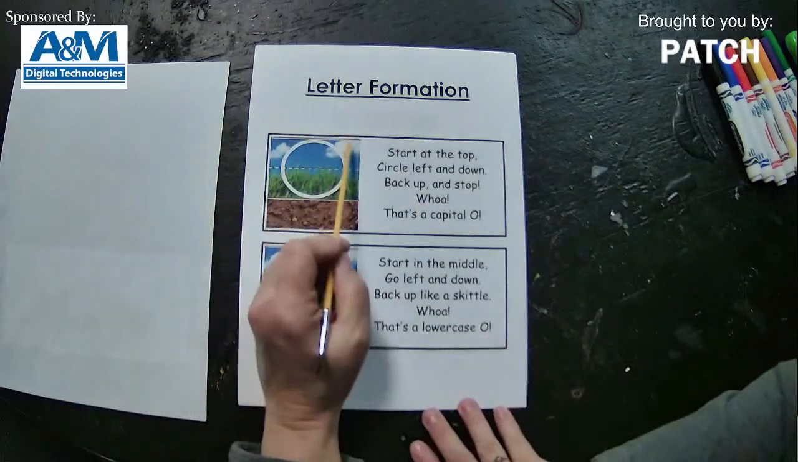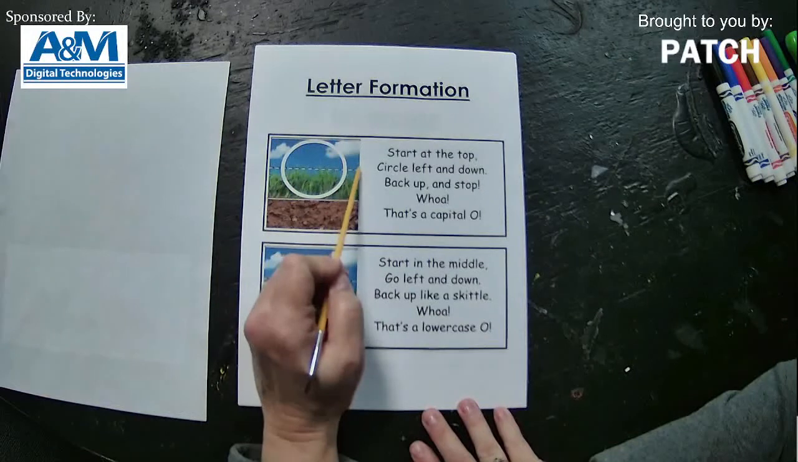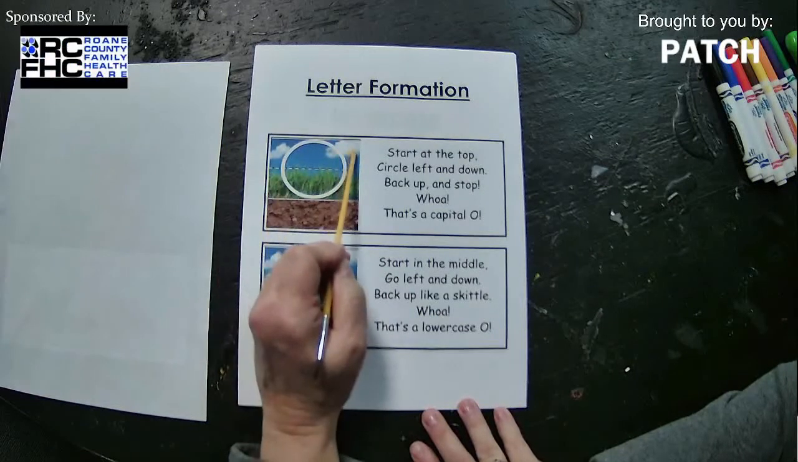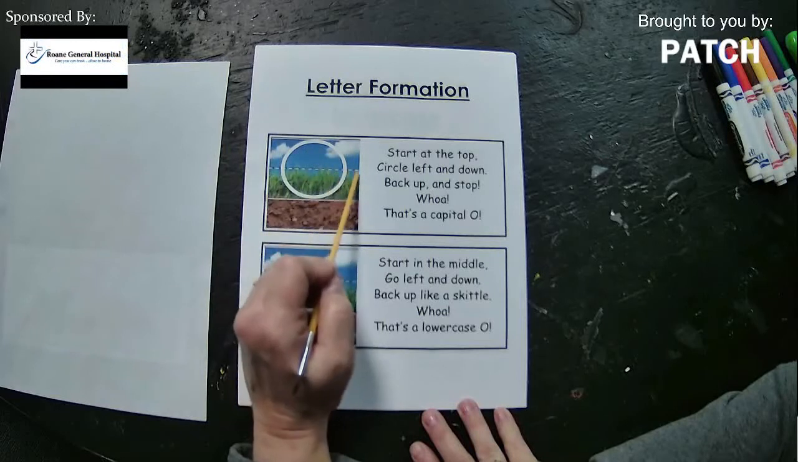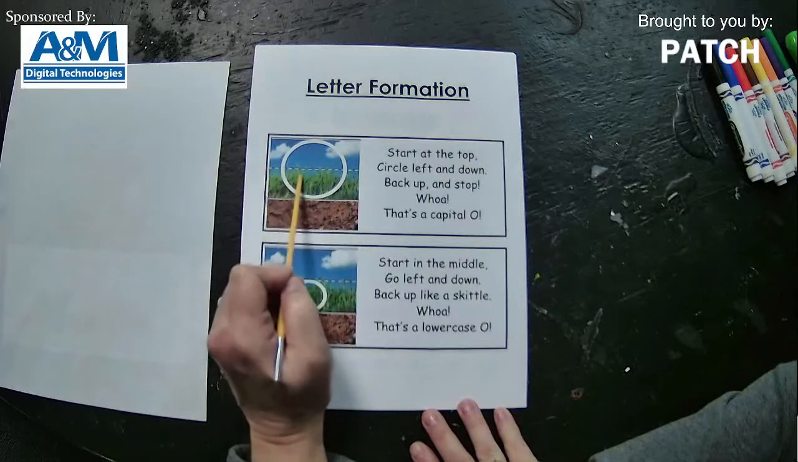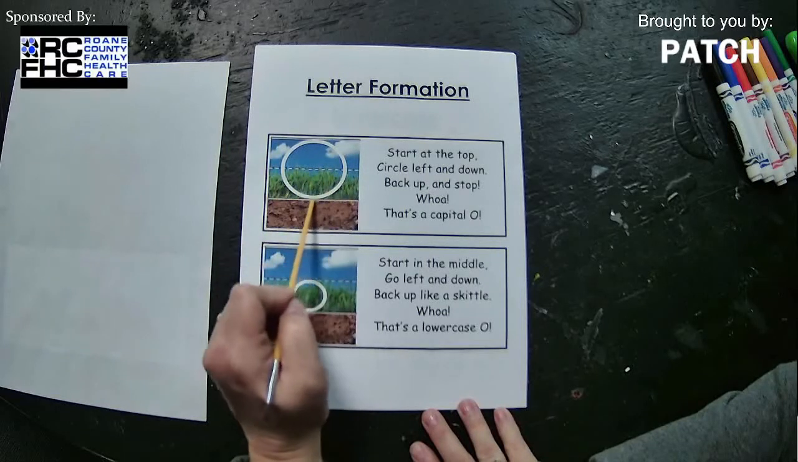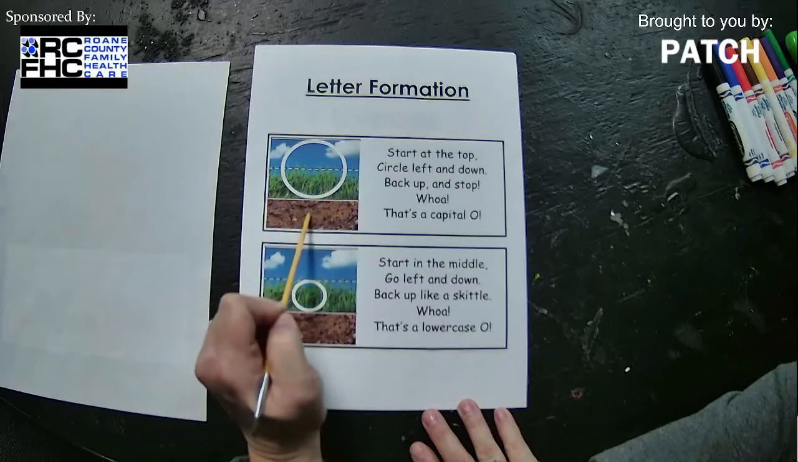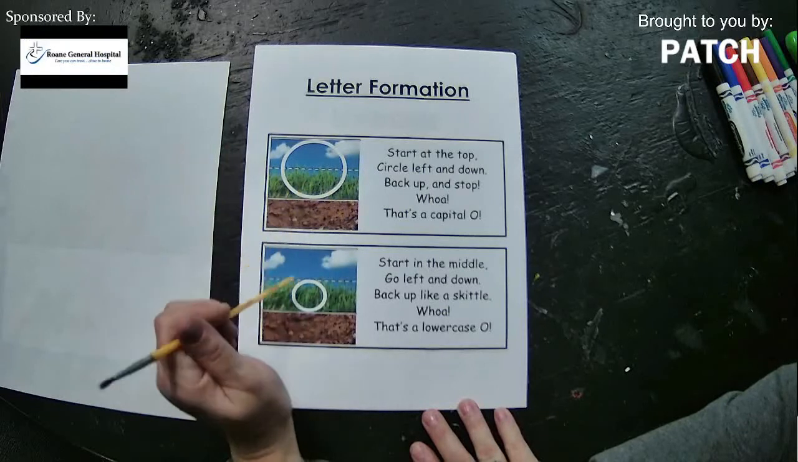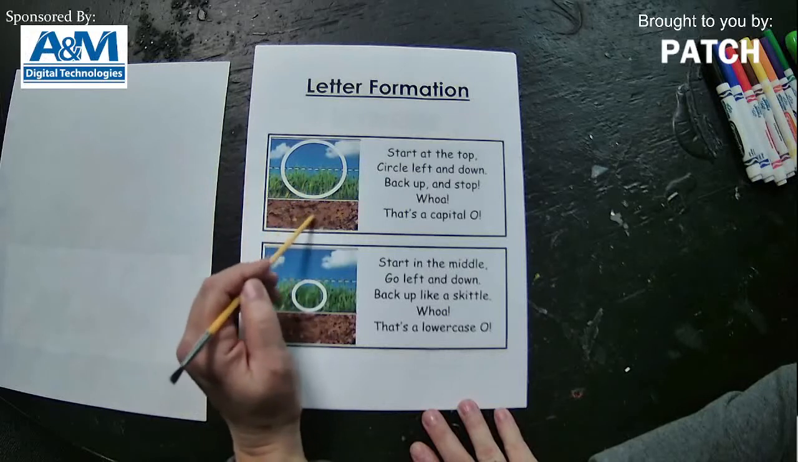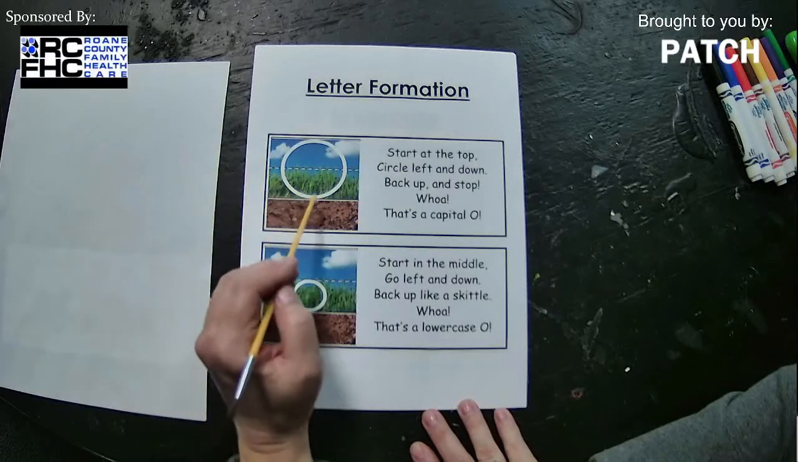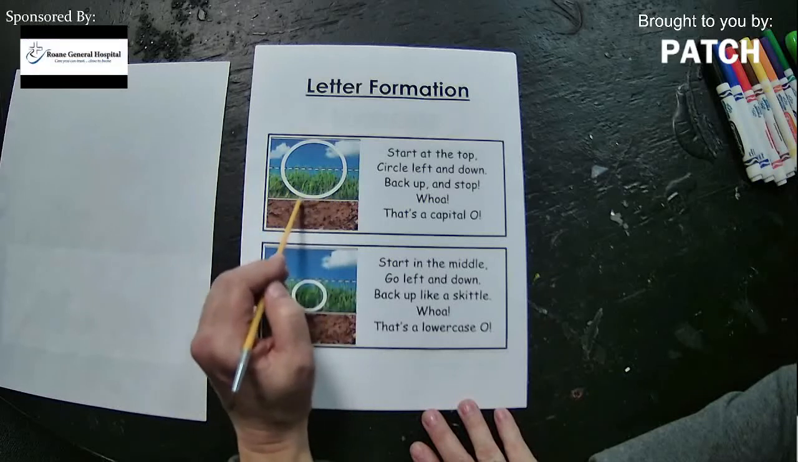Now remember, we have our sky. We have the fence. Oh, right here. I forgot the clouds. We have the sky. We have the clouds. We have the fence and the grass and the ground and the dirt. Now, when looking at the uppercase and the lowercase o, is it going to be a letter that's going to be down here in the dirt? No, so it's not going to go below that line, right?